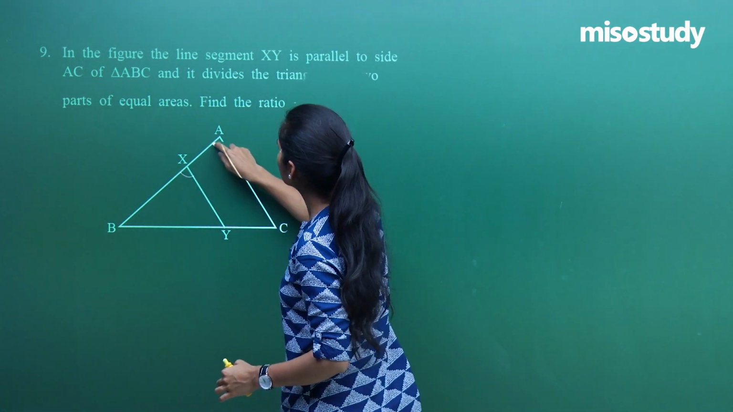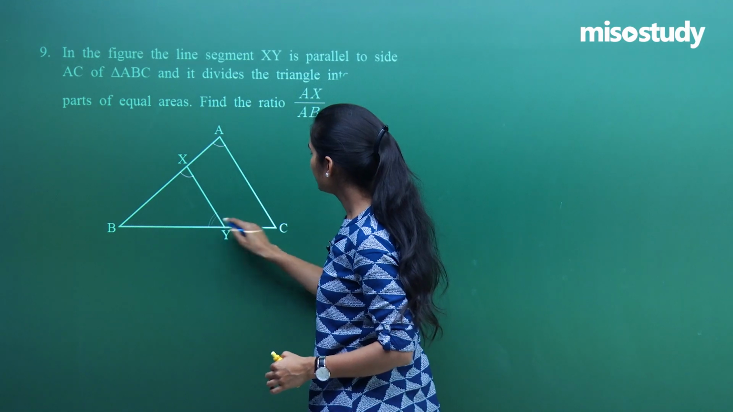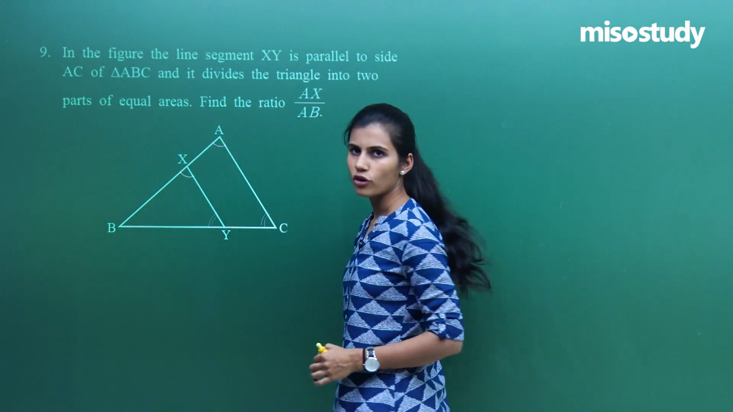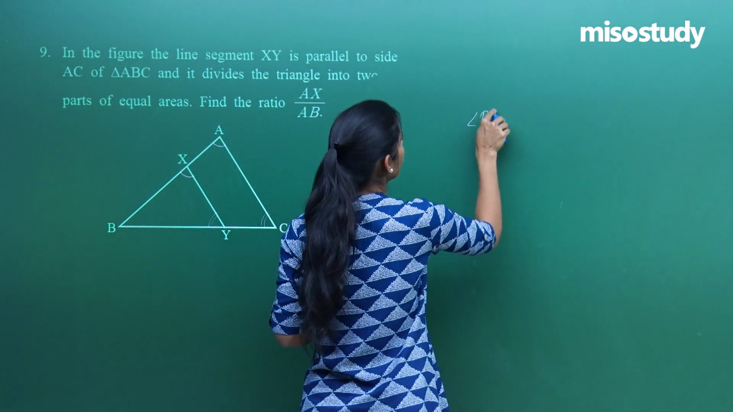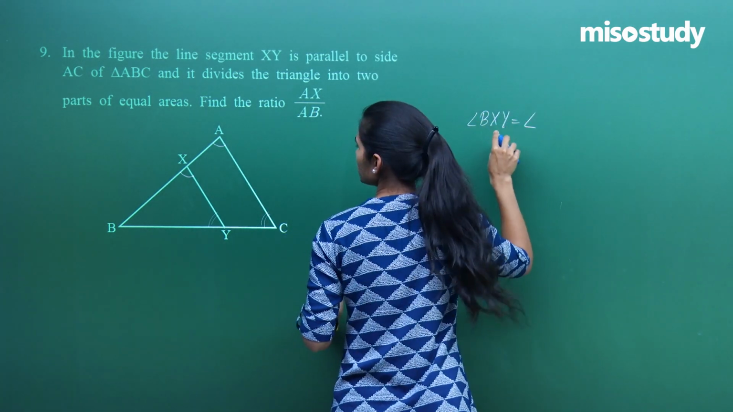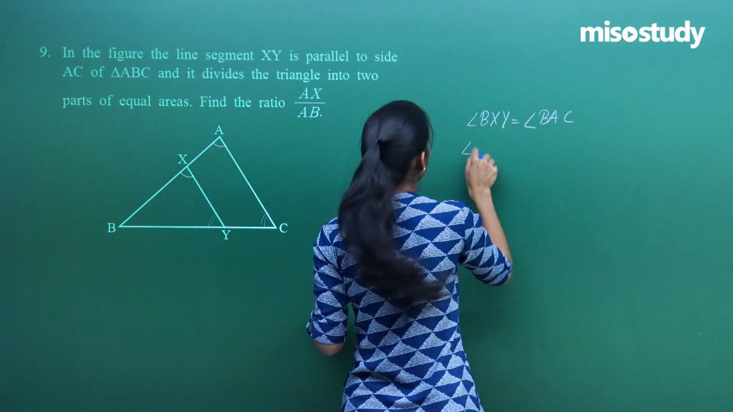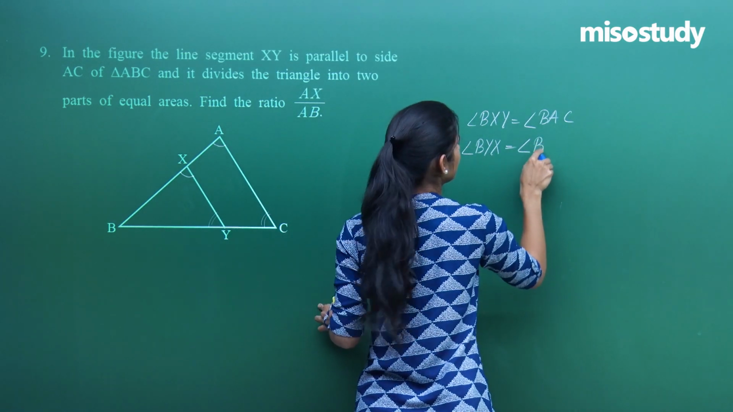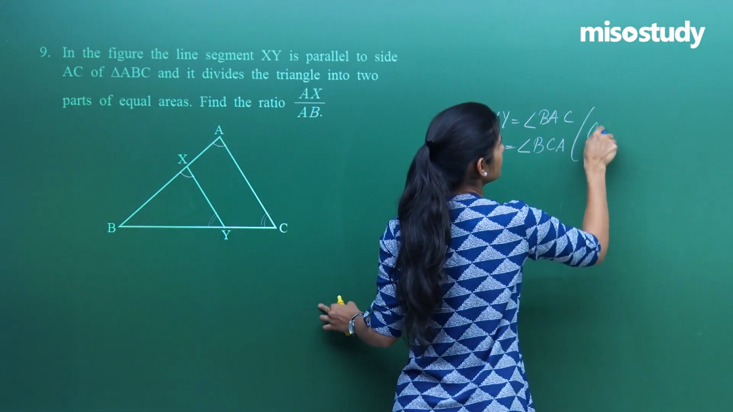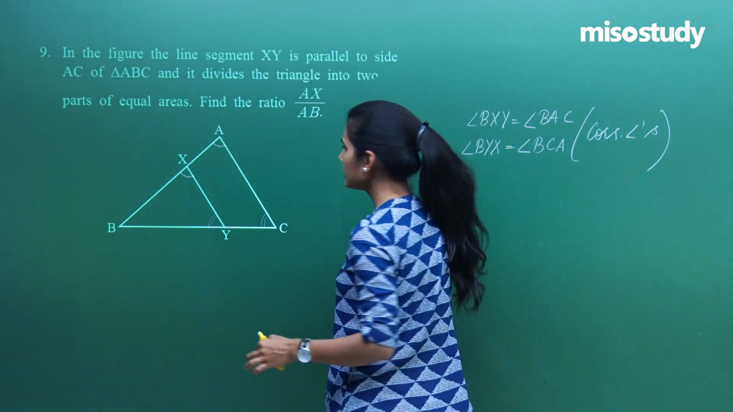You have this angle equal to this angle because they are corresponding angles, and this angle is equal to this angle because again they are corresponding angles. So I have angle BXY is equal to angle BAC, and angle BYX is equal to angle BCA, because they are corresponding angles as XY is given to be parallel to AC.